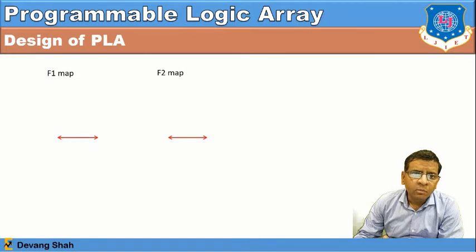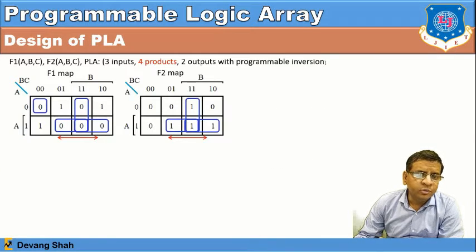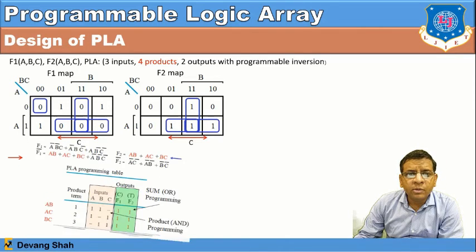So we have a more optimized section. If you can see here, the function F1 in terms of ABC, and function F2 in terms of ABC, and I want to make this particular Boolean function with the help of a K-map. You can see there are three inputs, because that's ABC. Three variables are required. Four products I'm going to implement, and two outputs with programmable inversion are possible.